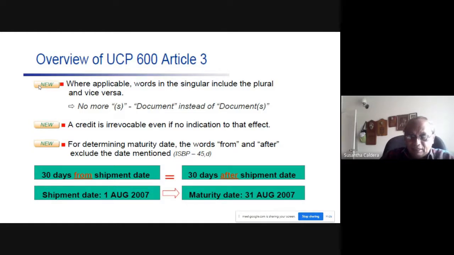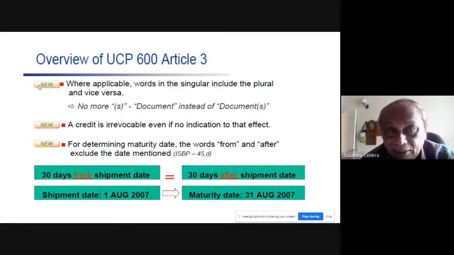We take it as irrevocable. In other words, if you want to make it a revocable documentary credit, then you have to specifically mention revocable. Otherwise, if it is not specifically mentioned as revocable, we treat it as irrevocable. Any questions on that? Right? Okay.